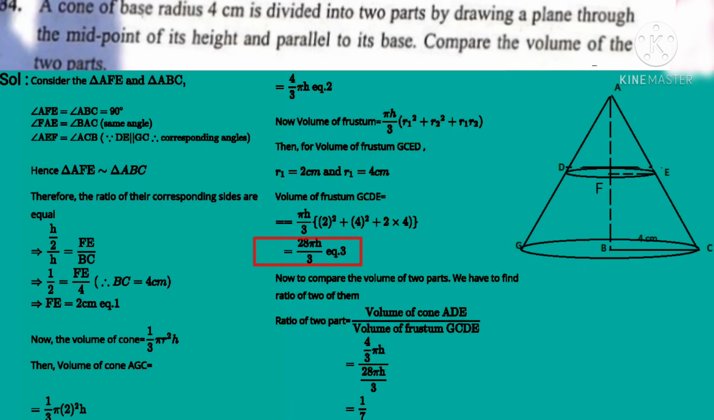Now to compare the volume of the parts, we have to find the ratio of the two of them. So ratio of the two parts is volume of cone ADE by volume of frustum. So 4 by 3 pi h divided by 28 pi h by 3. So we will get 1 by 7. So the required ratio is 1:7.